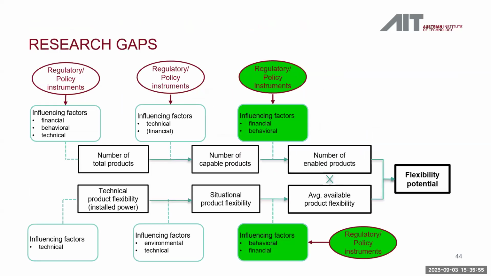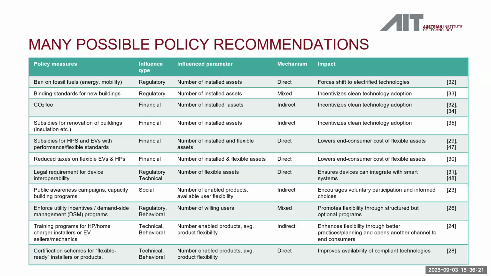And what we also found, because we read quite a lot of literature, is that there are research gaps on the policy instruments that are influencing the willingness of users. So there are possible policy instruments named, but the quantitative effect is not very well researched. That was our finding, or our feeling when reading the literature. And we did this overview of policy recommendations. So there are quite a few.